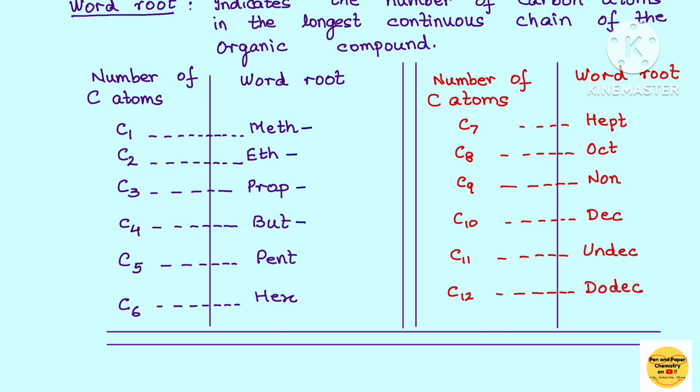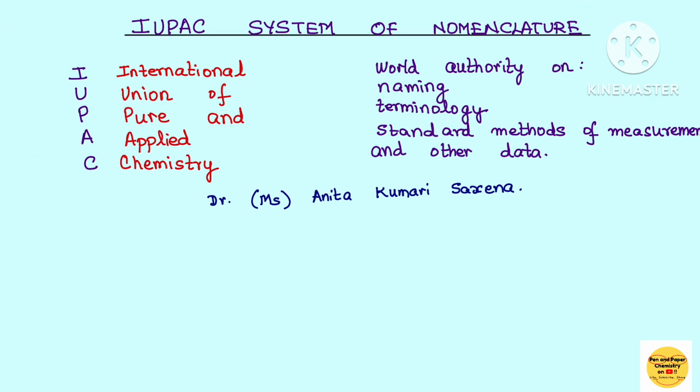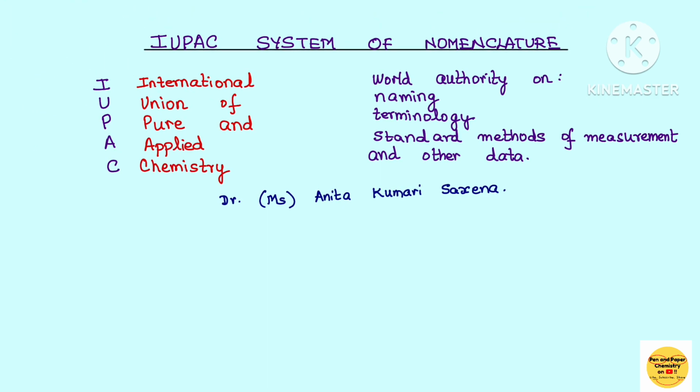So let's start again. Should I quiz you? Close your eyes and tell me. So what would be the word root for a compound with 1 carbon atom? Meth, 3 carbon atoms. Prop, 5 carbon atoms. Pent, 7 carbon atoms. Think. Yes, it's hept. Well done. 9 carbon atoms. Non, very good. Okay, 2 carbon atoms. Eth, yes.